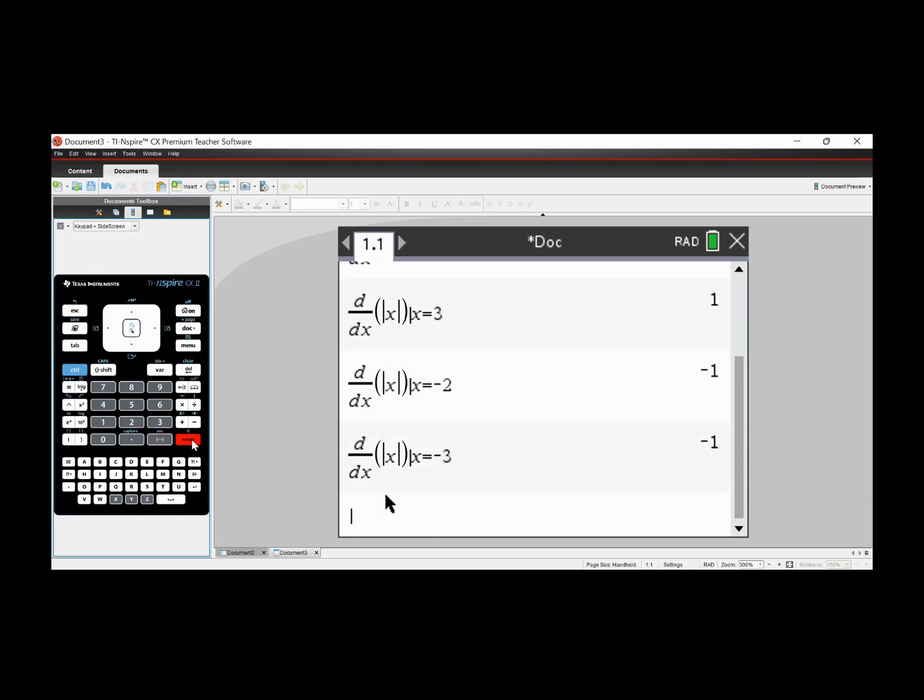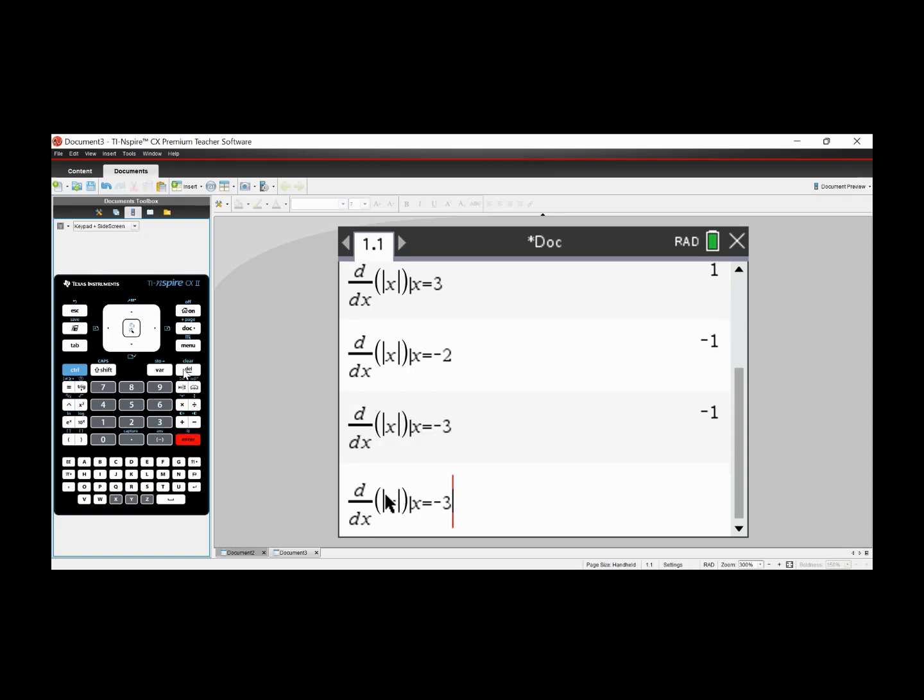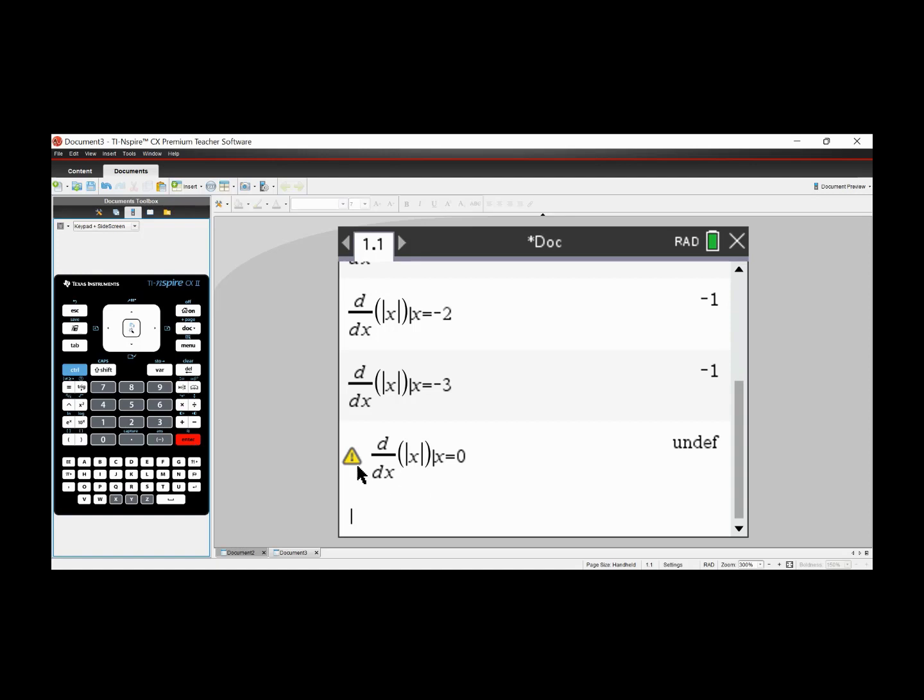There we go. Now let's say I want the derivative at 0. There it is. See this little symbol here? That's telling you something's wonky. It's undefined. The calculator's going to tell you undefined because the derivative does not exist there. That derivative does not exist.